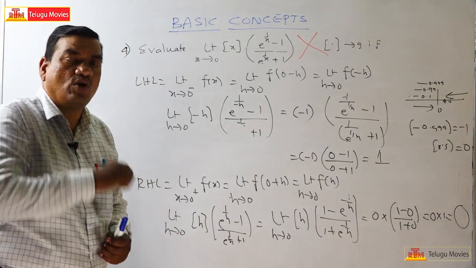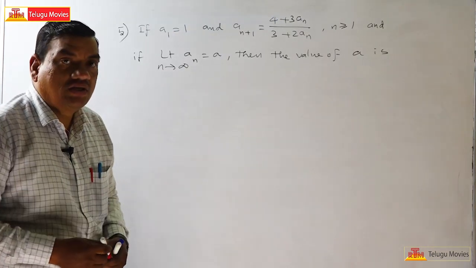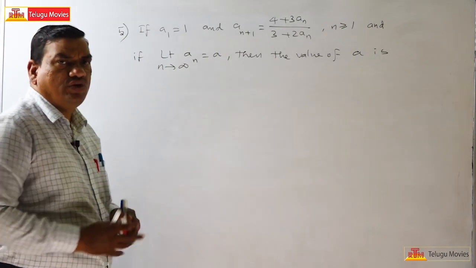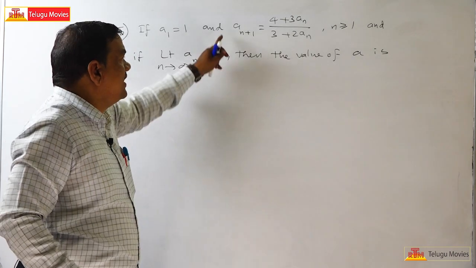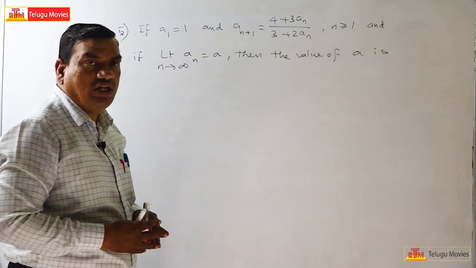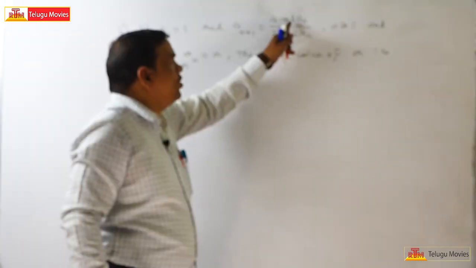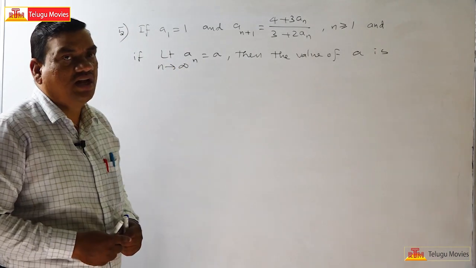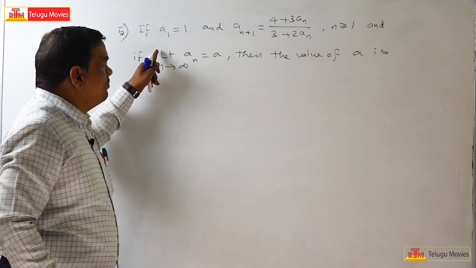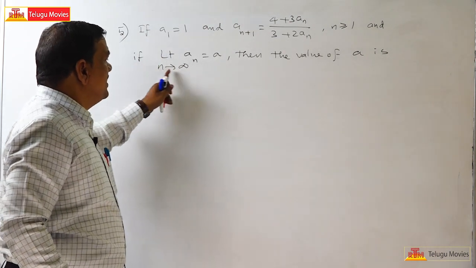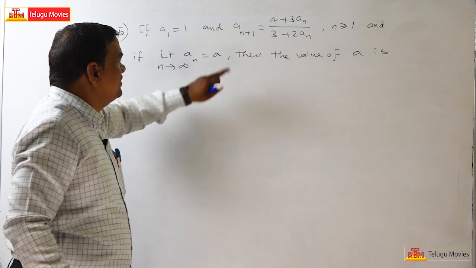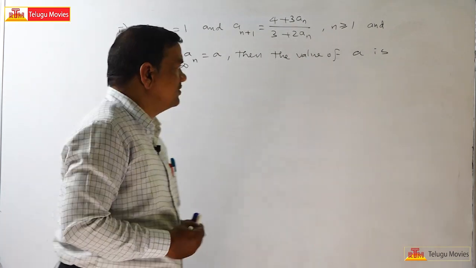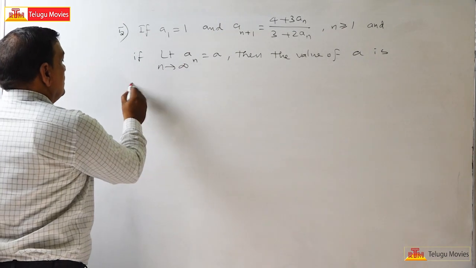Let us see one more problem. Hi students, welcome to this problem. If a1 is equal to 1, so in a series the first term is 1 and the n plus 1th term of that series is 4 plus 3an by 3 plus 2an, where n is greater than or equal to 1. And one more thing is given, limit n tends to infinity, an is equal to a. Then the value of a is? Okay, now see the solution.